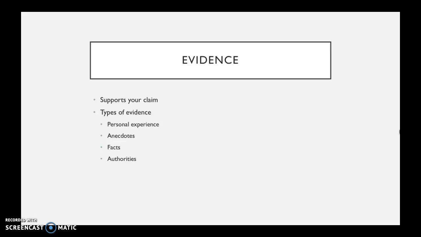Evidence is used to support your claim. Types of evidence can be personal experience, anecdotes, which are similar stories, facts, and evidence from authorities, which is like a police officer.